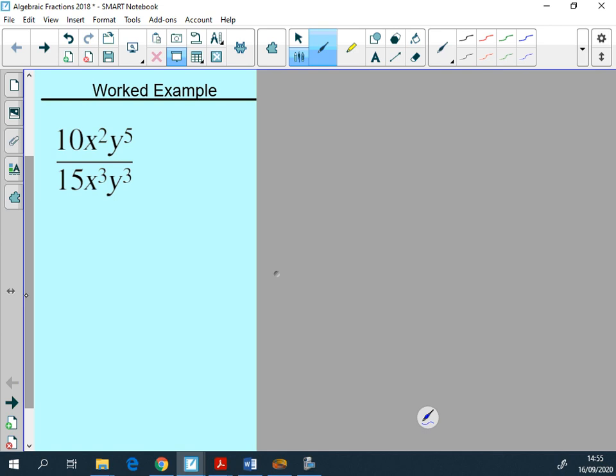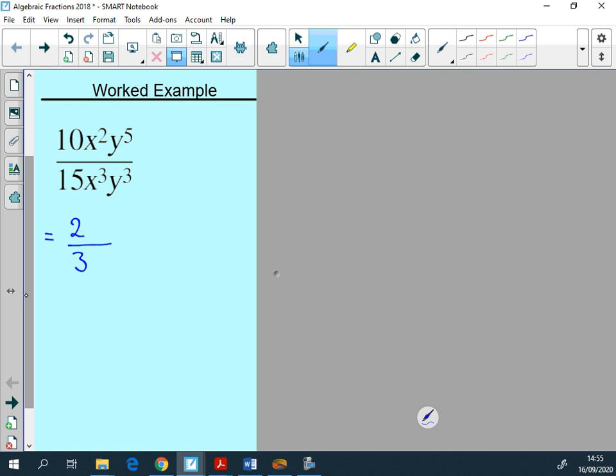Now, to actually be able to simplify this, we need to know what's going on here. The 10 over the 15 are the coefficients. They're the whole numbers at the front. We simplify those just like we would a normal fraction. So you're looking for something that you can divide 10 and 15 by, and preferably the biggest number, because if you find the biggest number that you divide both of them by, you only need to do it once. The biggest times table that 10 and 15 are in is 5. So 10 divided by 5 leaves me with 2, and 15 divided by 5 leaves me with 3. So that's the coefficient part simplified.